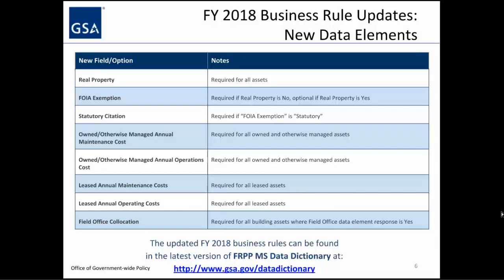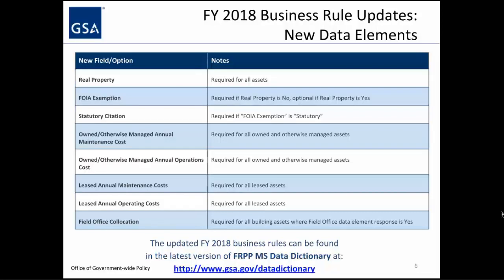The next item is FOIA exemption. You only have to provide a response for the FOIA exemption data element, which is listed in the data dictionary, if you answer no to the real property data element. If you answer yes to the real property data element, that means it's not to be included for reasons of national security in the public data set, and we will handle accordingly. But if you answer no to real property, then we need to get a response on the FOIA exemption if it should be redacted for one of the existing categories.